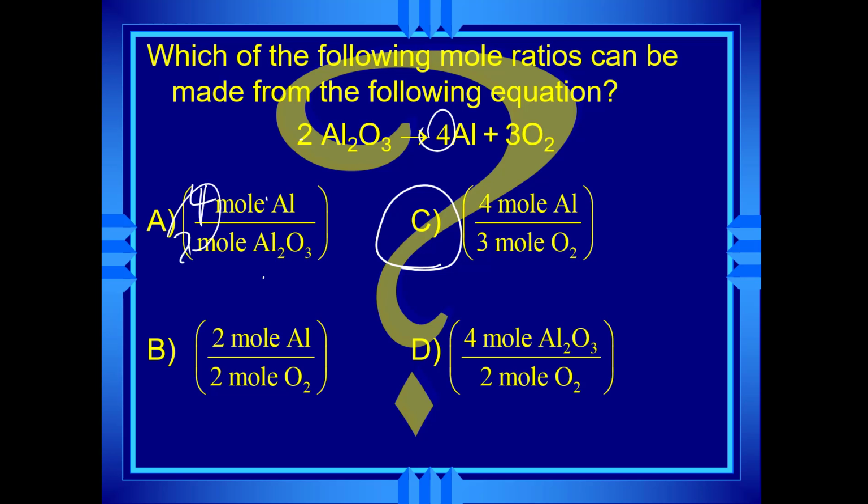Copy the coefficients. So where it says Al and O2, the number in front of Al is not a 2, it's a 4. In front of O2, it's a 3. Make sense? We can write them all. We don't write them all. But the fact that we can means we get to choose which one to write.